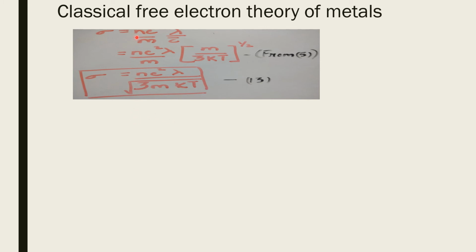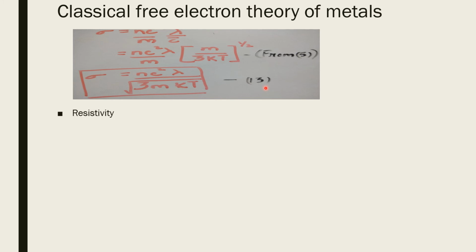So sigma is equal to Ne squared by m into lambda by c bar. In this we will substitute c bar, which is root of 3 kT by m. So that becomes m upon 3 kT the whole raised to half. Here root m and here also you will have root m, which will get cancelled out. So we get sigma is equal to Ne squared lambda upon square root of 3 mkT. Equation number 13.